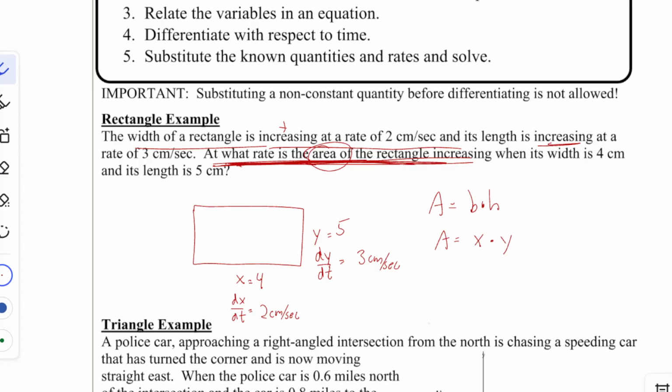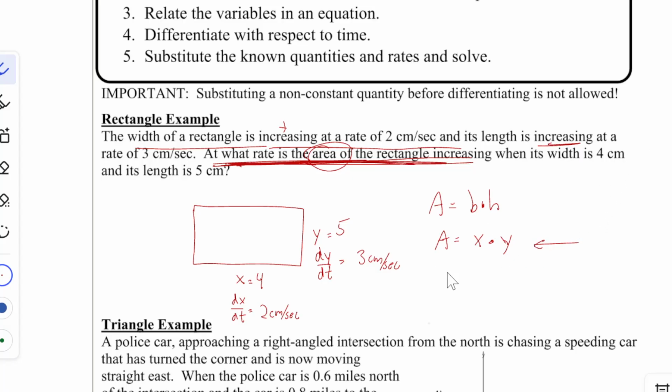Sometimes I'll try to get rid of one variable, or not. Sometimes they'll tell me the width is twice as big as the height or something. I think I said that wrong, but then I could substitute one variable for the other. But in this case, I can't get rid of either variable, so I'm now going to have to take the derivative of this equation.